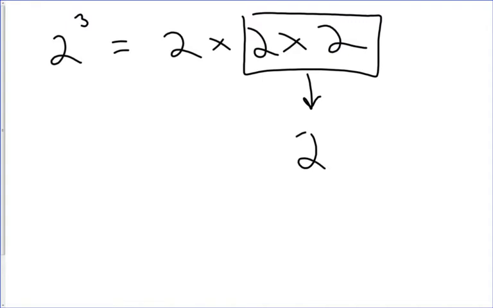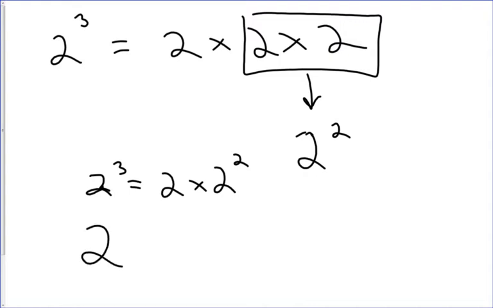I could write that as 2 squared, right? So another way I can write 2 to the power of 3 is 2 times 2 squared. So it's very similar to factorial. But let me go a step beyond. What if I have 2 to the power of n, an unknown value?